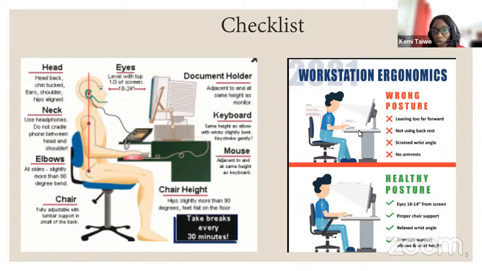Here is a wrong posture. We can see the upper body is bent, giving a kind of hunched back. The wrist is inclined at an angle. The legs are not parallel, not straight, kind of at an angle also. And here is a healthy posture, the right inches away from the screen, proper chair support, relaxed wrist angle, and then armrest support, elbows and wrist height.